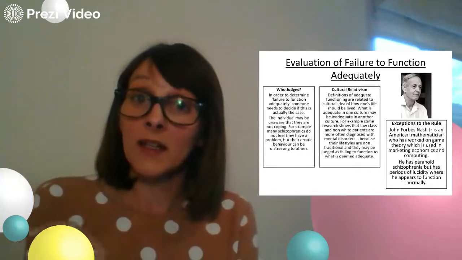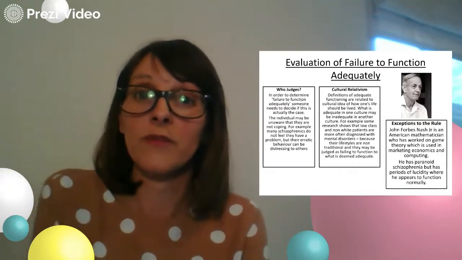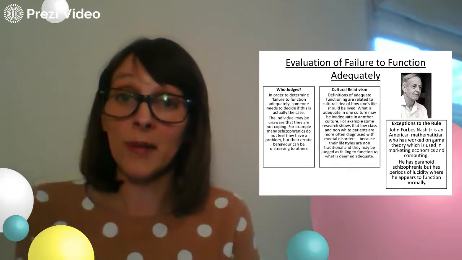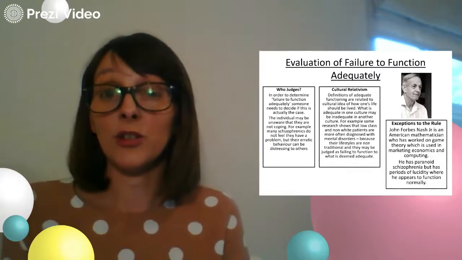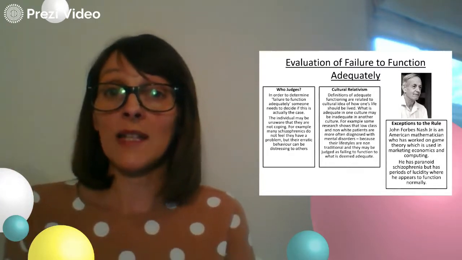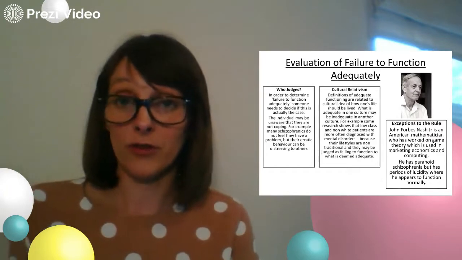So again, like deviation from social norms from last lesson, it's really important to take into account the cultural background of the individual when we're using this as our definition of abnormality, because what is adequate is different across cultures.